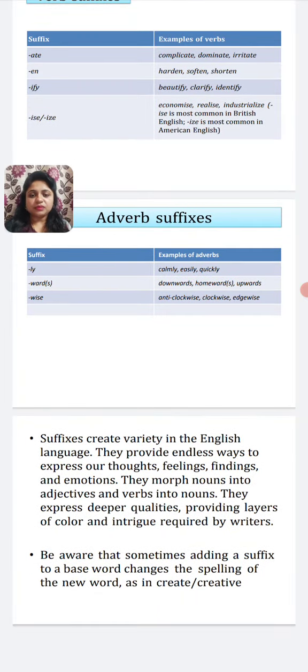Suffixes are also normally adverbs. Suffixes like ly show examples of adverbs like calmly, easily, quickly. Even downwards, homewards, upwards, wise, anticlockwise, clockwise, and edgewise. Here we find the examples of suffixes in the category of adverb. There are suffixes also in the category of verbs.